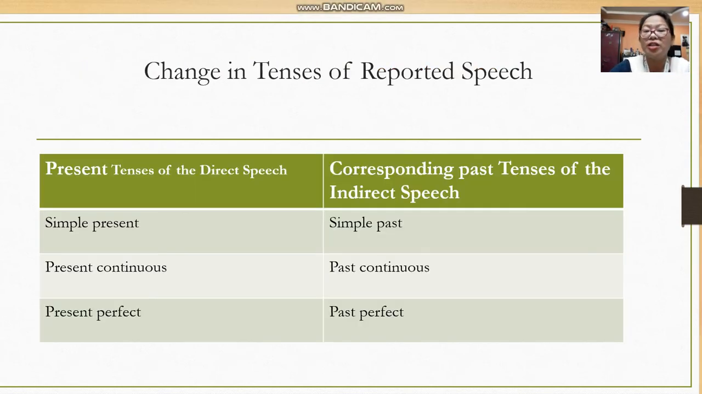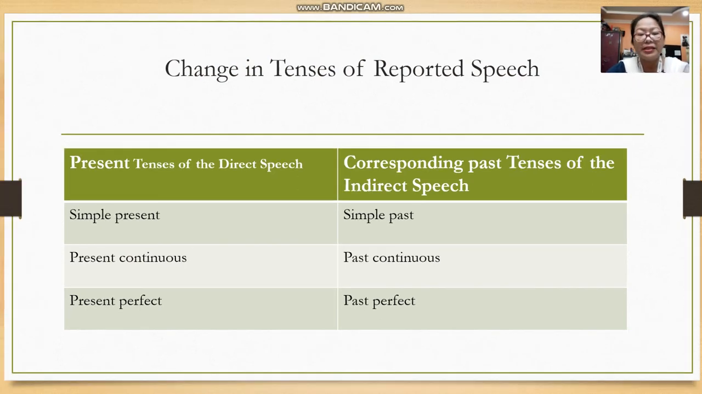Now some other rules, change in tenses of reported speech. Now let us understand how the tenses change. Present tense of direct speech: if it is a simple present, then the corresponding past tense of the indirect speech will be simple past. If it is a present continuous, it will become past continuous. If it is a present perfect, it will become past perfect. So that means the present tense of the direct speech changes into the corresponding past tense of indirect speech.